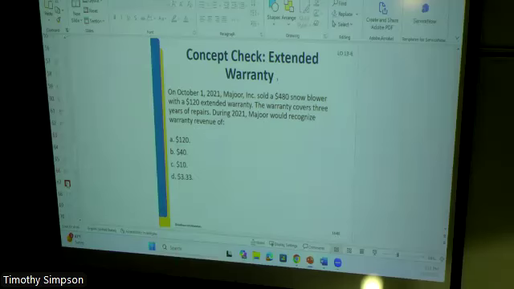Okay. All right, so quick question here. On October 1st, 2021, Major Incorporated sold a $480 snowblower with a $120 extended warranty. The warranty covers 3 years of repairs during 2021. That is the year of sale, right? And we're going to assume, I think, that the year end is December 31st. Major would recognize warranty revenue of what?